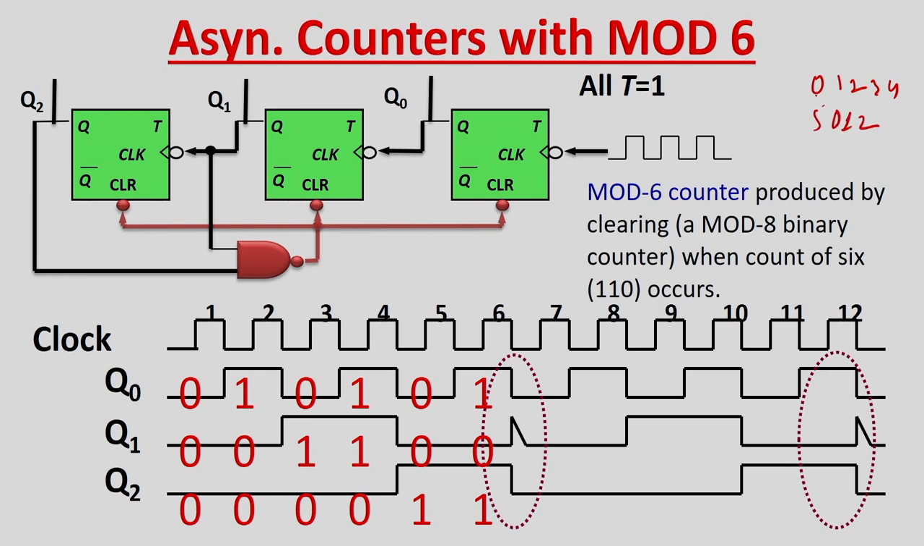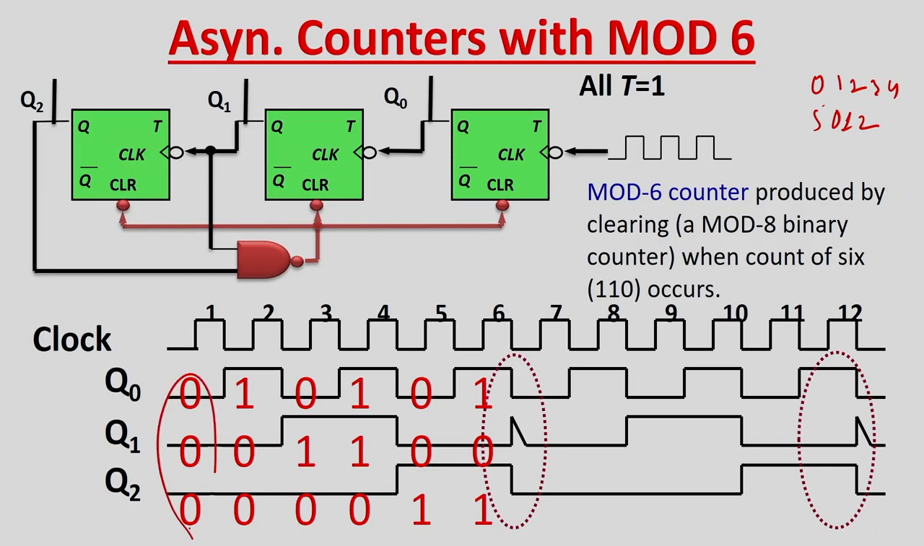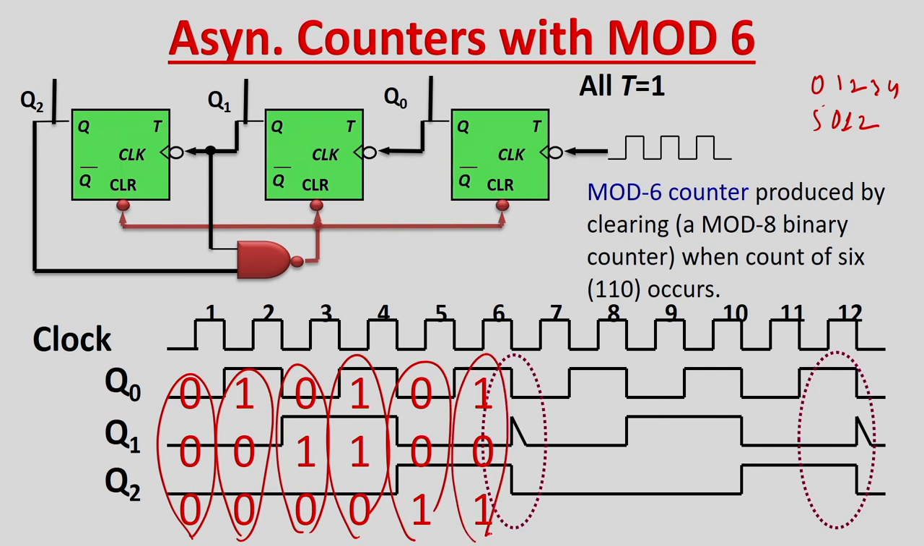So in this sequence it should count, and we want to reset whenever it goes beyond 5. Whenever it attempts to reach 6, it should get reset. So it is counting 0, 1, 2, 3, 4, this is 5, and whenever it tries to go to 6, it resets to 0. This is how we can design the counter.